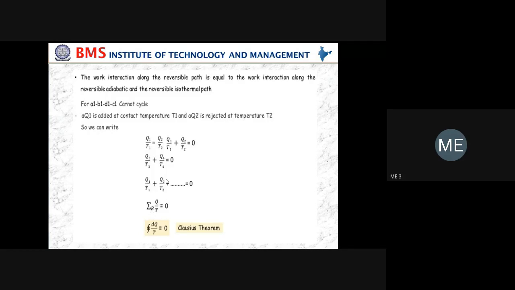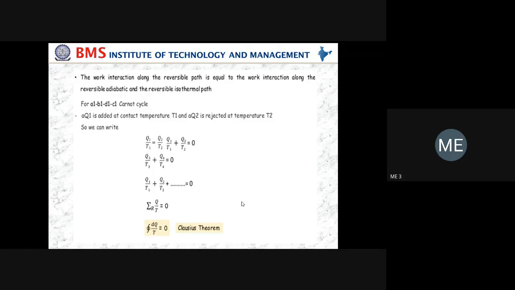That is, summation of Q by T equals 0, or the cyclic integral of dQ by T equals 0. This is called the Clausius theorem. The cyclic integral of dQ by T is always equal to 0 for a reversible process. We also have one more concept, the irreversible process, where the cyclic integral of dQ by T is less than 0. We'll prove that in the next slide. The cyclic integral of dQ by T is always equal to 0. This is called the Clausius theorem.